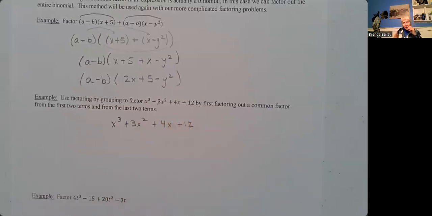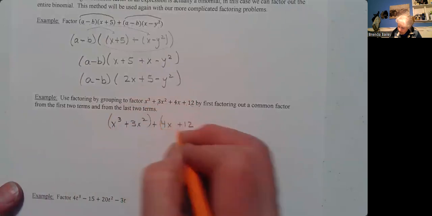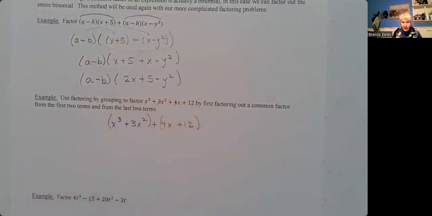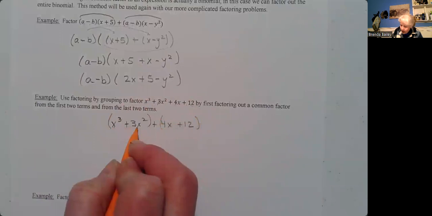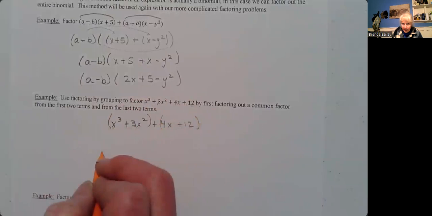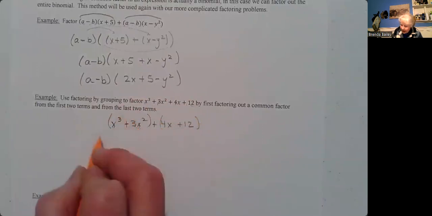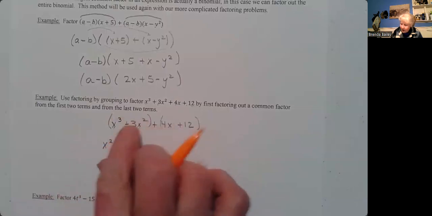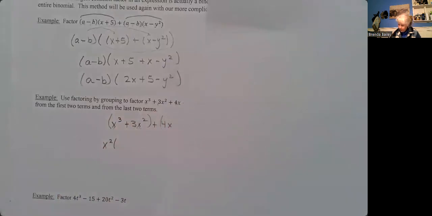All right. What we're going to do, there's 2 types of grouping. We're just going to do the one where we group the first 2 and the last 2. And you deal with them separately. Now, this group, what's in common? What could come out of this group? Well, there's a 1 and a 3, so there's not a number that I could pull out. But they both have an x, and the smallest is an x squared. And we're just concentrating on this group.